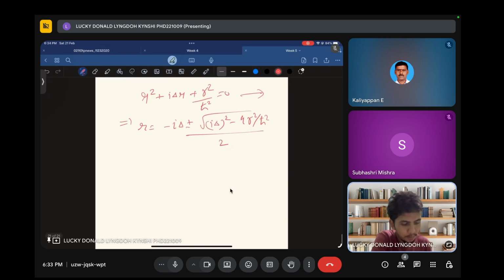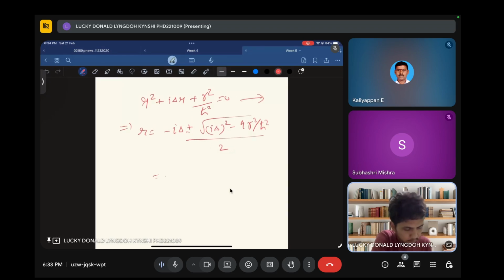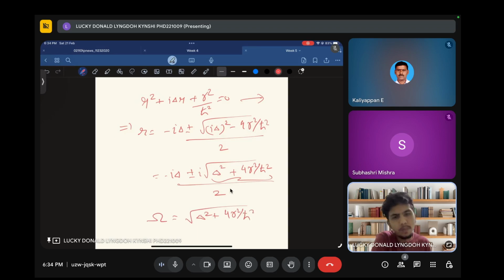So this is a polynomial equation. Minus i delta plus minus i delta square. So i square is equal to minus 1, so you don't need to do anything. You can write simply delta square, and i you can take out, plus 4 gamma square by h cross square, and by 2. So now you just substitute this one. So omega is something like root over delta square plus 4 gamma square by h cross square. You can just substitute gamma, that is for easier. Otherwise you can just write the same thing. There is no harm in it. I just write it so that it will be easier.